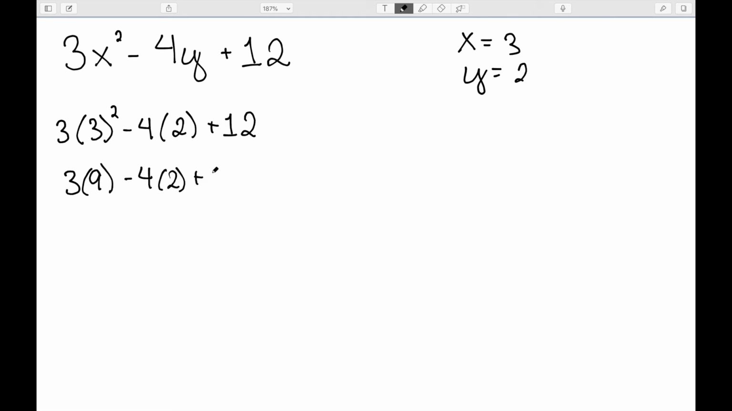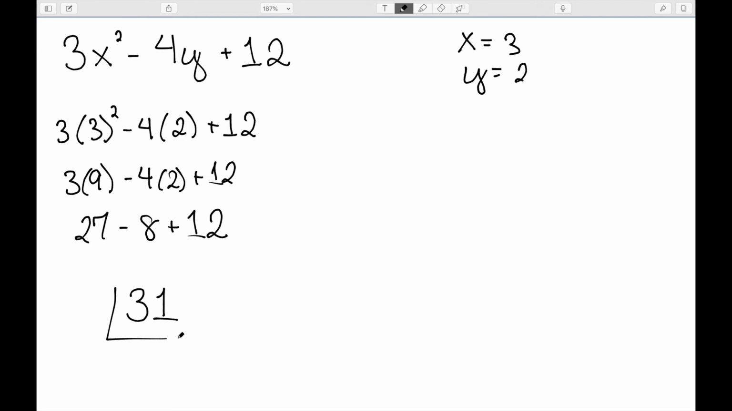Then we can do our multiplication. 3 times 9 is 27. 4 times 2 is 8. And then plus 12. And if we work this out, we will get 31. So in this case, when I let x be equal to 3 and y equal to 2, we get 31 as our solution.